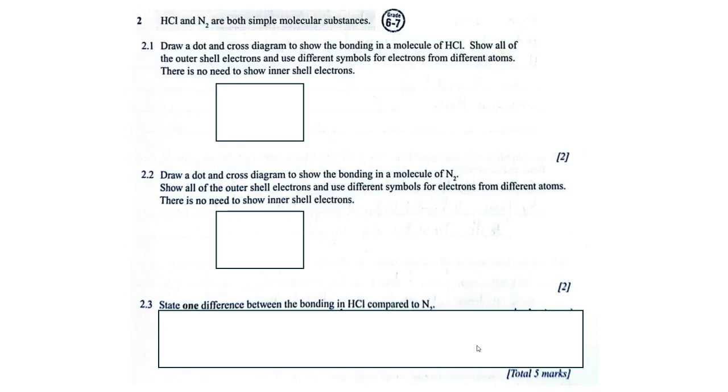Next one, HCl and N2 are both simple molecular substances. Draw a dot and cross diagram to show the bonding in the molecule of HCl. Show all of the outer shell electrons and use different symbols for electrons from different atoms. There is no need to show inner shell electrons.